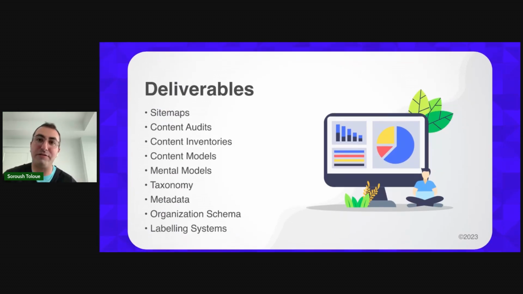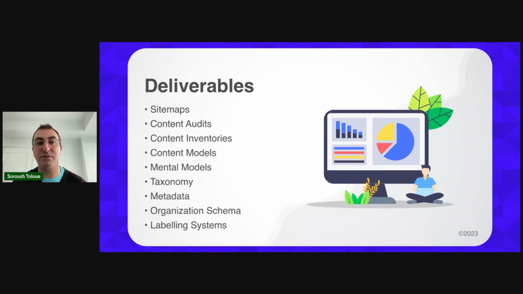Now, let's talk a little bit about the deliverables that an information architect is responsible for. This by no means is all of them, but these are some of them that you could take a look at. For example, sitemaps, content audits, content inventories, content models, mental models, taxonomy, metadata, organizational schema, and labeling systems. And we're going to show you examples of each and every one of them.